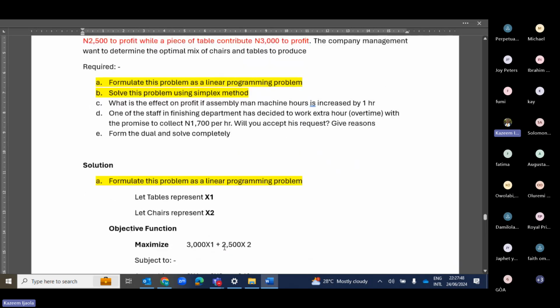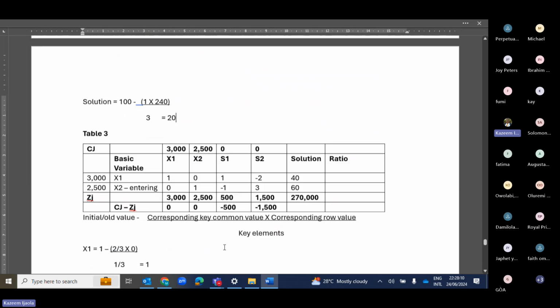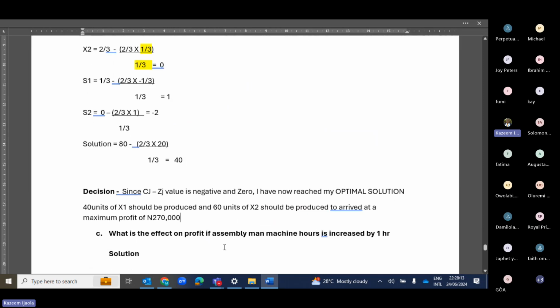Then what do we have to do in the D part? It says that one of the staff in the finishing department decided to work an extra hour with the promise to collect 1,700. Will you accept his request? It is the same thing we will do. If our answer is less than 1,700, we will reject it.